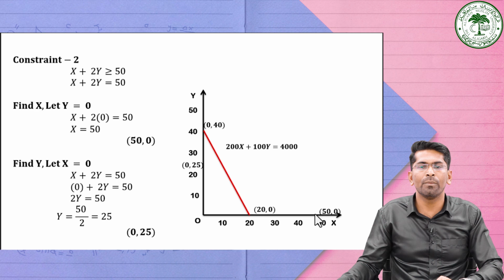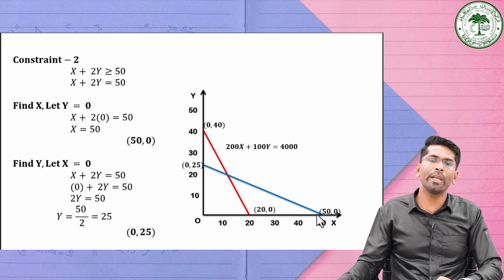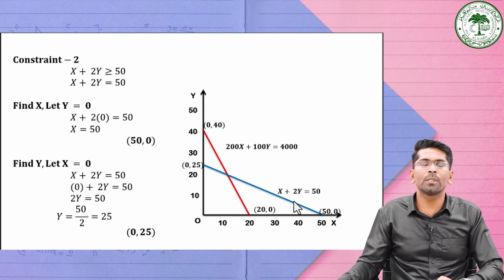So it will be somewhere here. So I am going to join these 2 points here. See, the blue line which is joining the 25 on the y axis and 50 on the x axis. So this is showing the constraint number 2, that is x plus 2y, which is equal to 50.